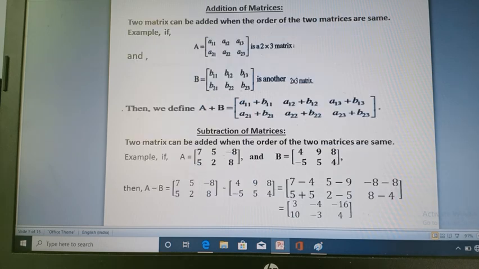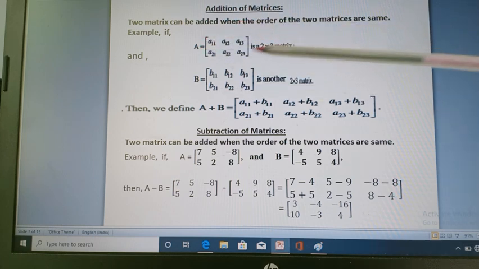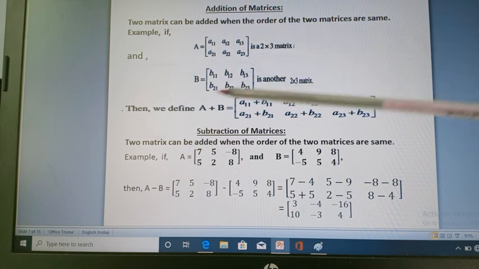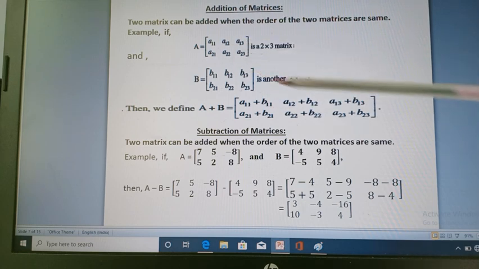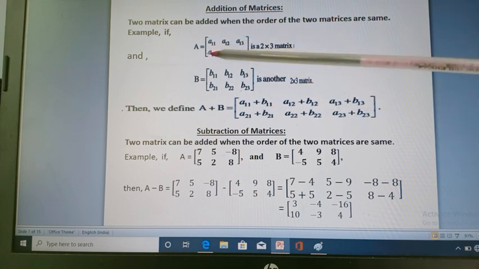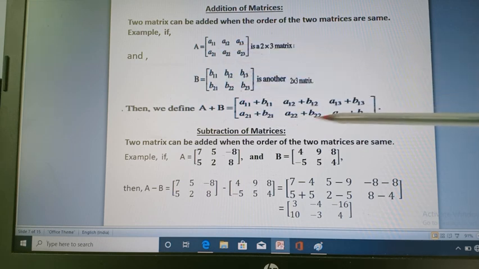Now students, I will discuss how two matrices can be added or subtracted. First of all, two matrices can be added when the orders of the matrices are the same. You can see on the screen the two matrices taken. Matrix A has order 2 by 3, and matrix B has order 2 by 3. Both matrices can be added because the orders are the same, and addition of matrices is done by adding their corresponding elements: A11 plus B11, A12 plus B12, A13 plus B13, A21 plus B21, A22 plus B22, A23 plus B23. So corresponding elements are added.